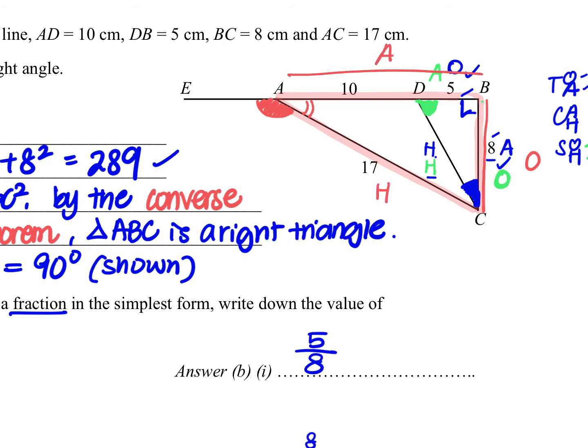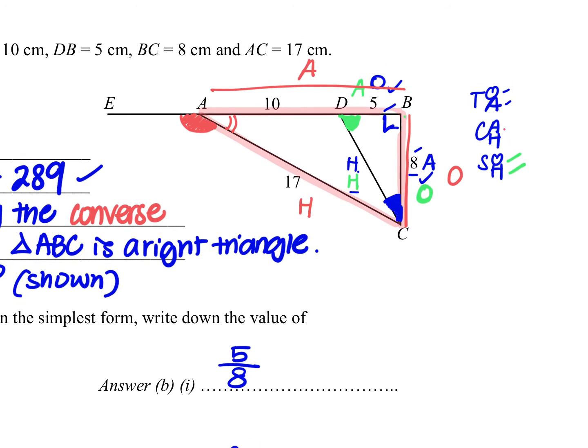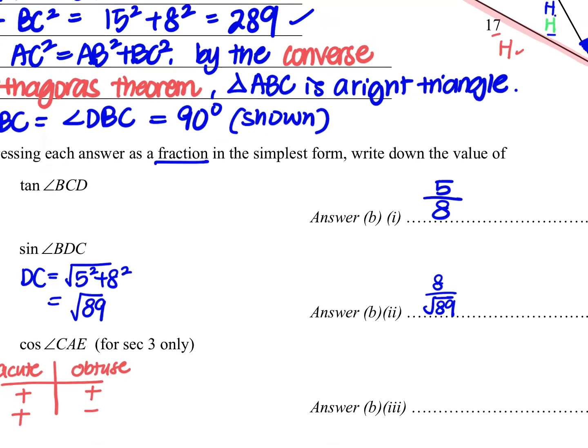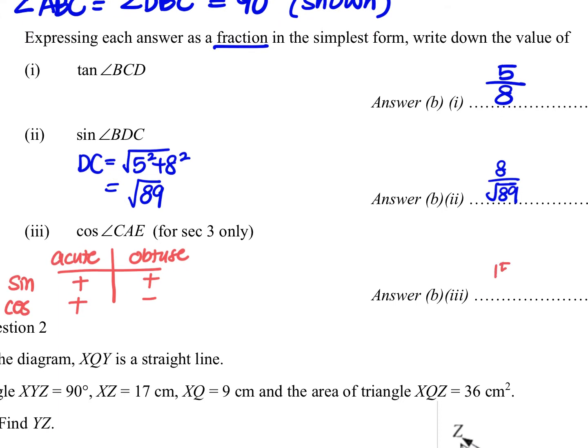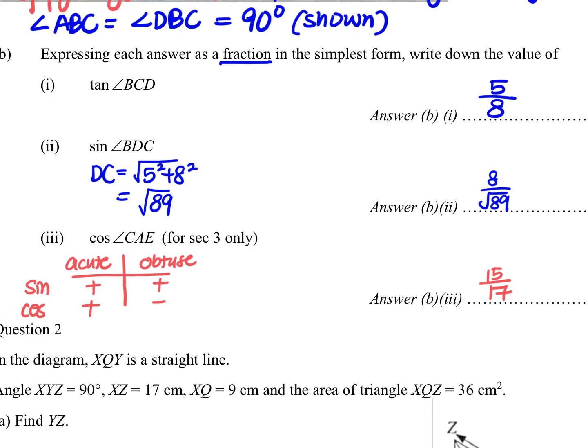So cosine ratio, CAH, adjacent, which is the number 15, over the hypotenuse, which is the number 17. So this one will be 15 over 17. Check whether you can simplify. It cannot be simplified, so this one will be the answer. Okay, have you gotten the concept? If you are ready, let's move to the next question.